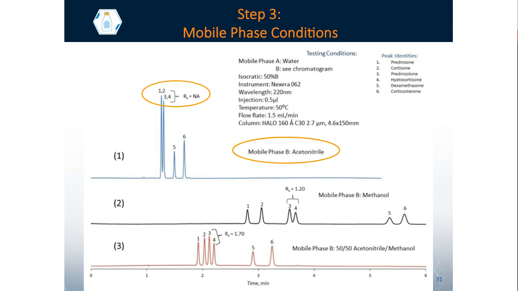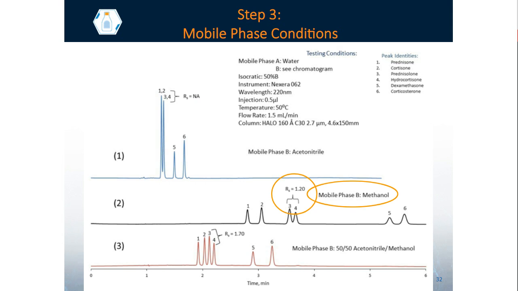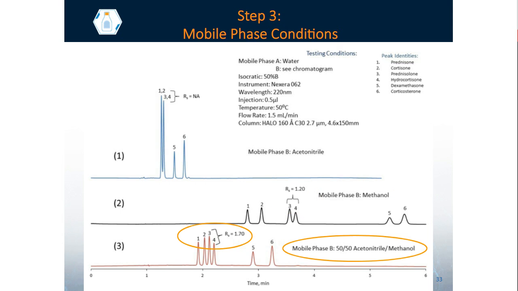If we switch to methanol as mobile phase B, you can see now we are able to resolve compounds 1 and 2, and particularly 3 and 4, but we're not quite getting baseline resolution because here the resolution is 1.2. So if we switch to a 50-50 mix of acetonitrile and methanol, you can see we're able to increase the resolution to 1.7 for compounds 3 and 4, the prednisolone and the hydrocortisone, and we have a good compromise in terms of the total retention for this particular set of analytes.